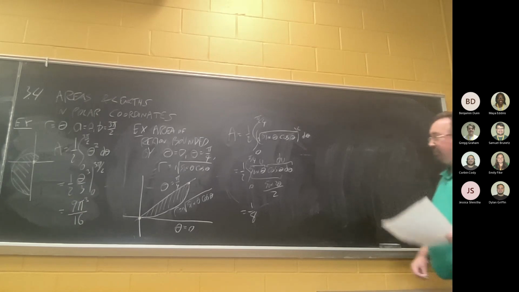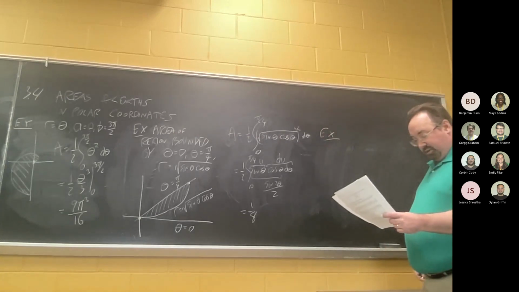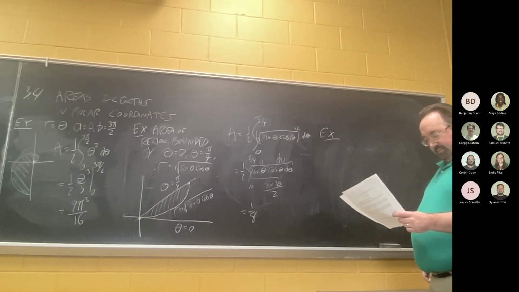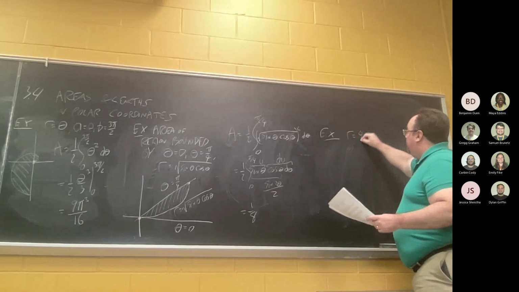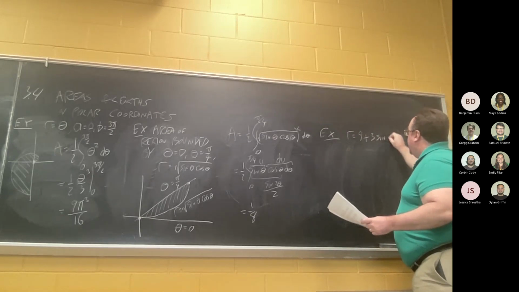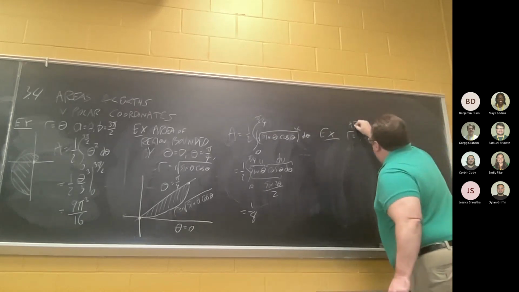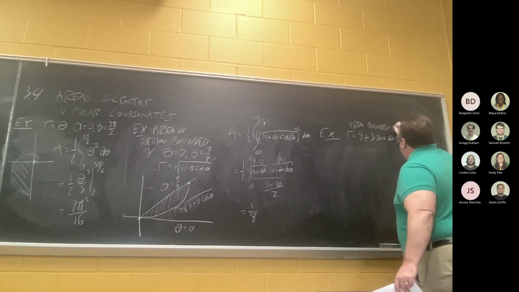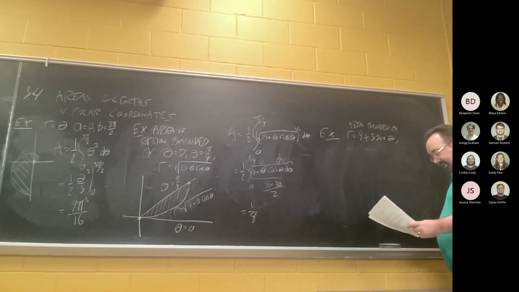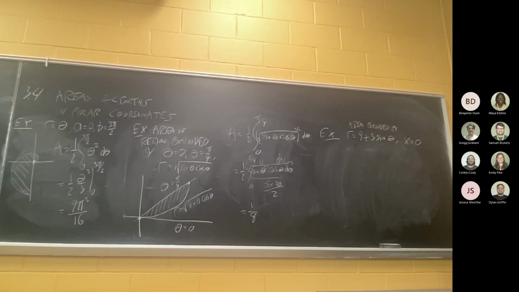So here we have, for the next example, a region defined a little differently. We still have a polar curve, r is equal to 4 plus 3 sine theta. So the area bounded by this curve and x equals 0, in other words, the y-axis.